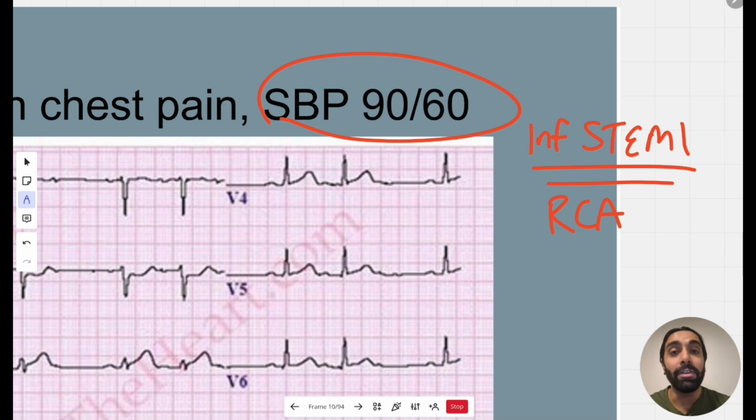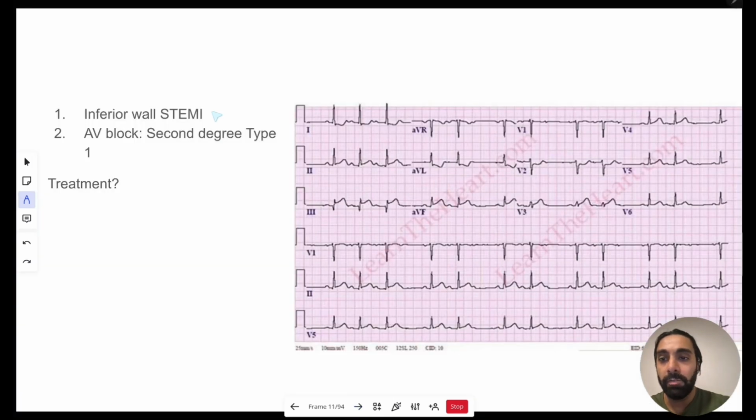And the right ventricle is preload dependent, so typically what do you do for these patients? How do you manage them? So all in all, we have our inferior wall STEMI, we have our second degree type 1 AV block. So what is the treatment? Pause the video and think about it.